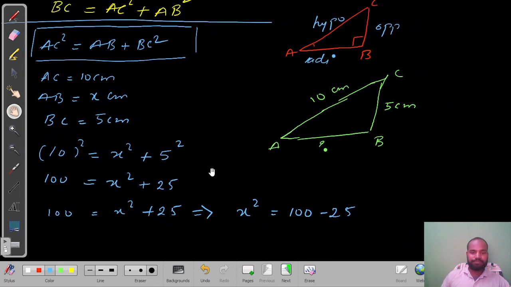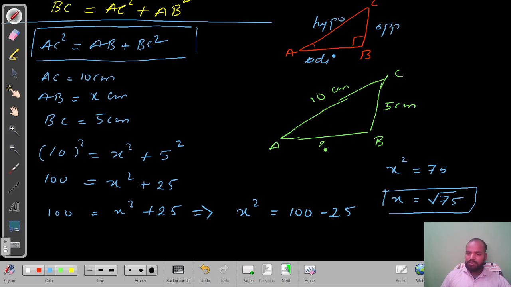So now see here. x square equals 100 minus 25, which is 75. Yes, it is right. Now x equals root 75. The x value is root 75. So what is the unknown side AB? The AB side is equal to root 75. Clear? In this way we find the unknown value.